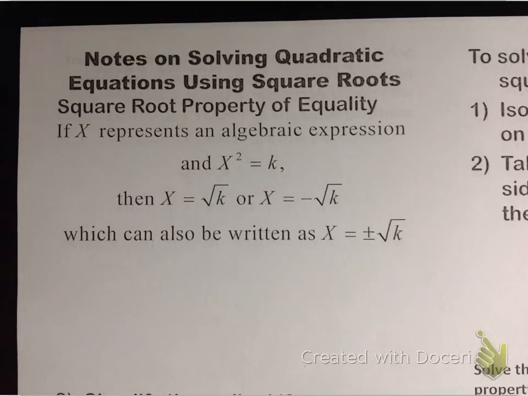As quickly as possible, what this first statement says is that when you have an x squared and it's equal to some number and you're trying to solve for x, you're going to square root both sides, and that will get rid of the squared right there. What you need to remember, though, is to do the positive and the negative.